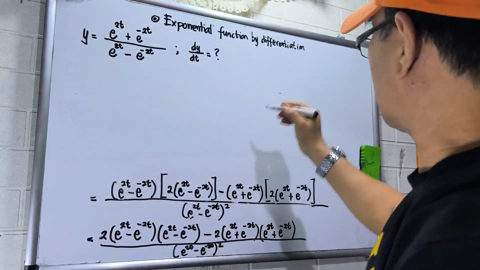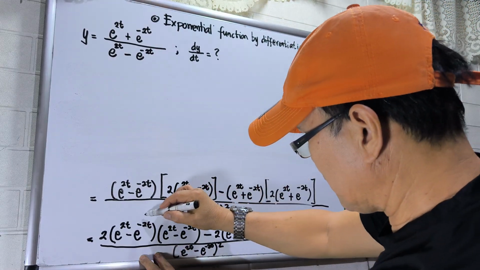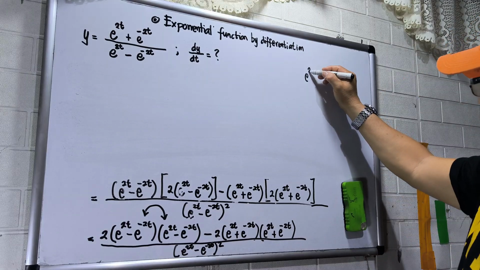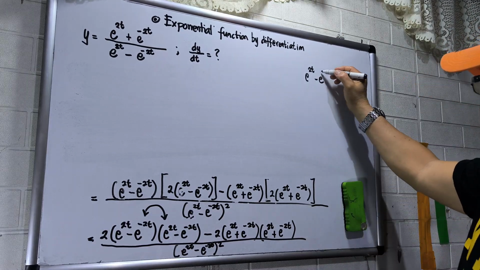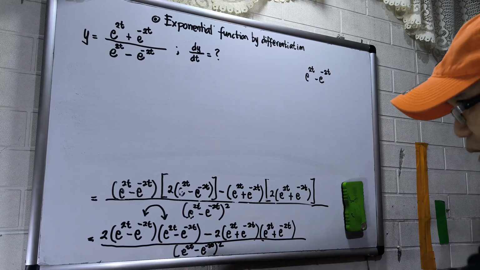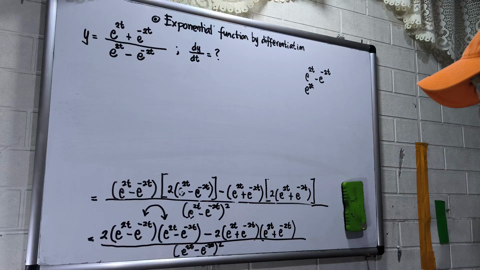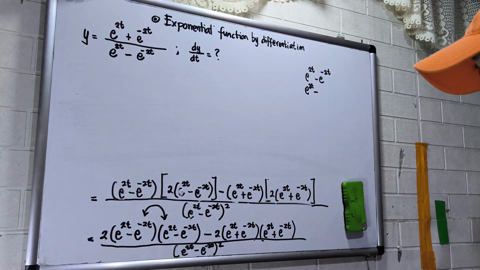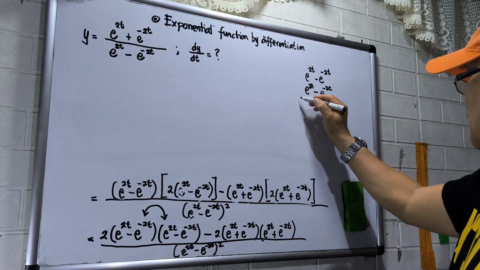So, I will multiply this one. So, e to the 2t minus e raised to the negative 2t, then multiplied by e raised to the 2t minus e raised to the negative 2t.